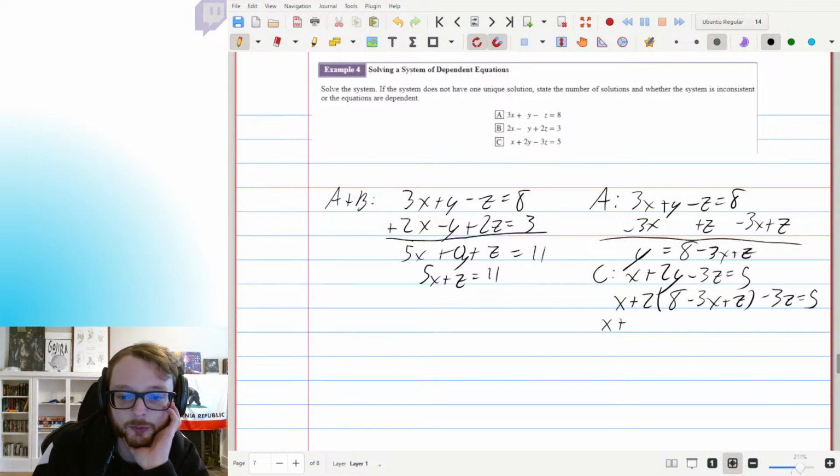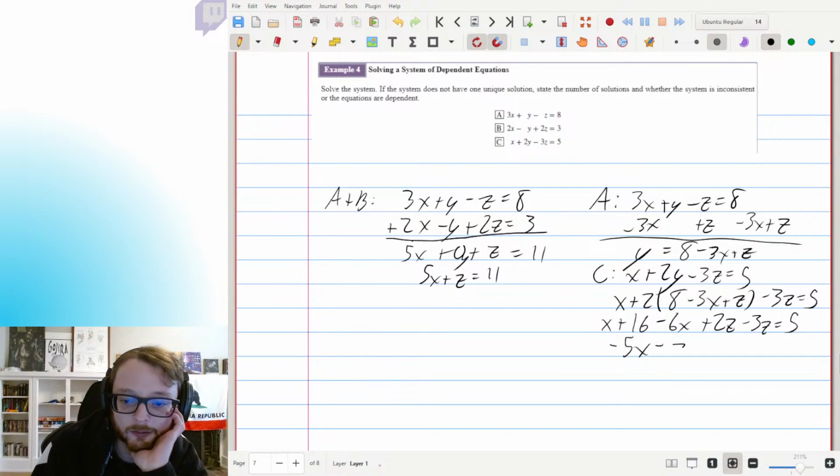So let's distribute the 2 out. 2x plus 16 minus 6x plus 2z minus 3z equals 5. Combine like terms. 2x minus 6x is minus 4x. 2z minus 3z is minus z. 5 minus 16 is minus 11.